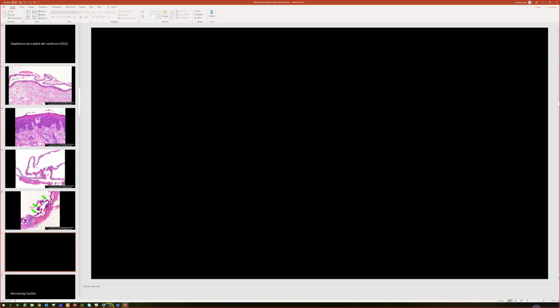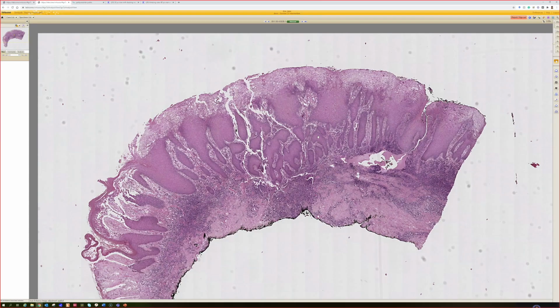All right, so what's this one? Case 4. Can try this one. I kind of struggled with this.